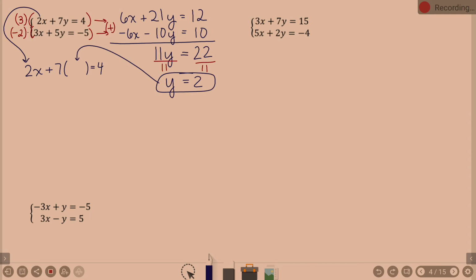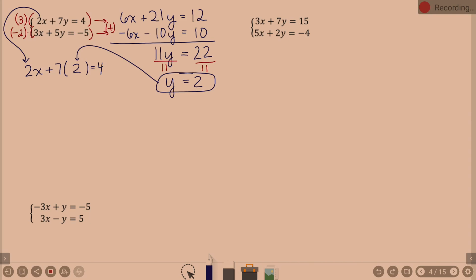So 2x plus 7 times 2 equals 4. I would always go back to one of the original equations. However, am I saying you couldn't use one of the multiplied equations? You could. I had someone this morning, they used it and they were all scared that it wasn't going to work out, but it did. So any of these equations will work.